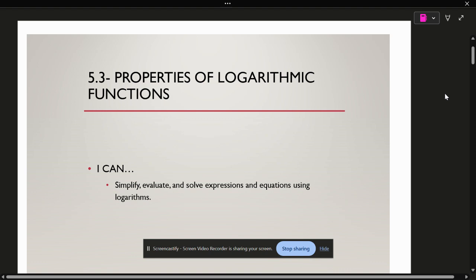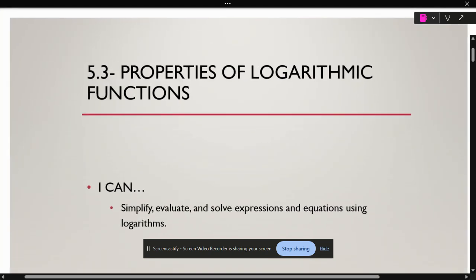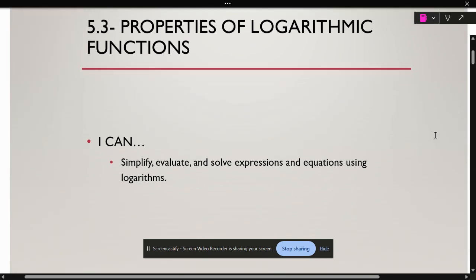Hey, welcome. Today we are talking properties of log functions. We are live during period 1, Honors Algebra 2. We are mainly going to simplify, evaluate, and solve expressions and equations using logarithms.